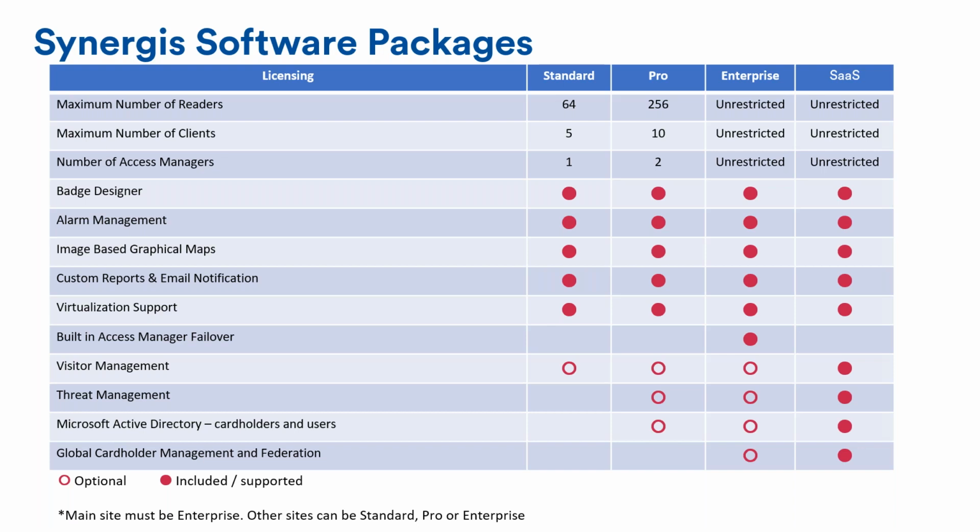Now, once again, similar to the Omnicast, you have optional features available, such as threat management and Active Directory support, which are available under the Pro and Enterprise level solutions. So global cardholder management and federation would only be available under the Enterprise package.